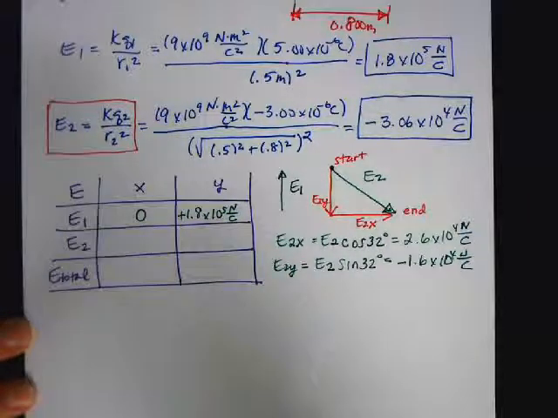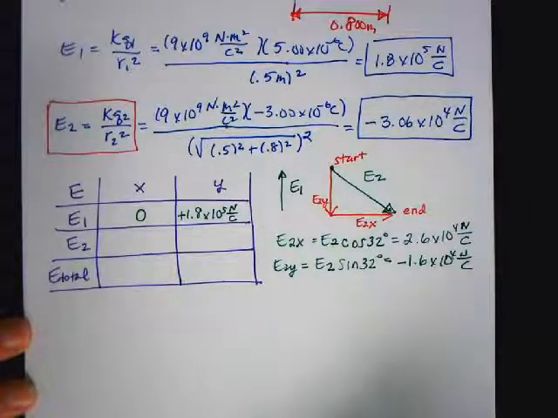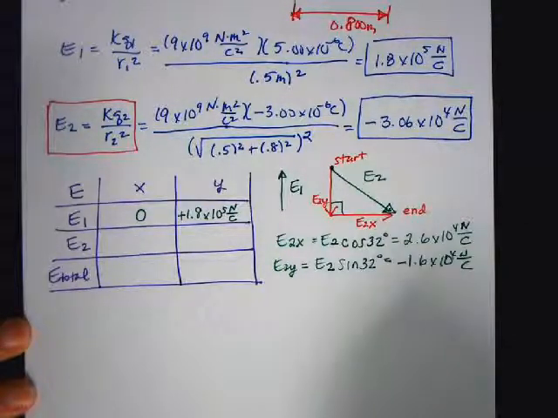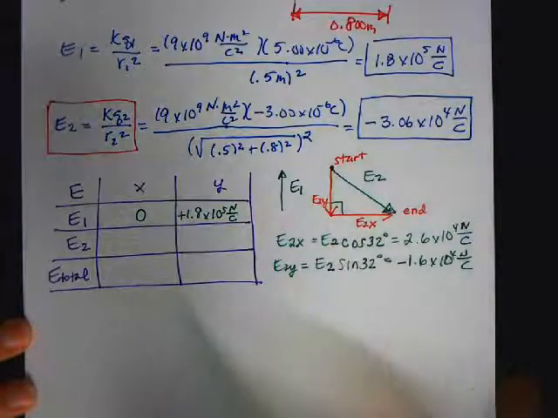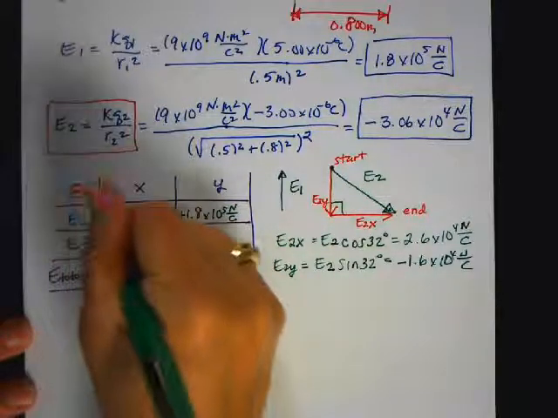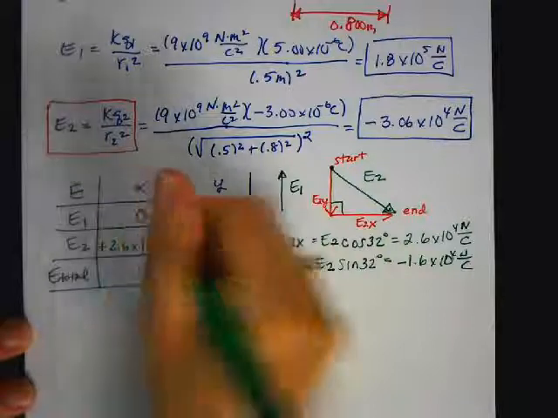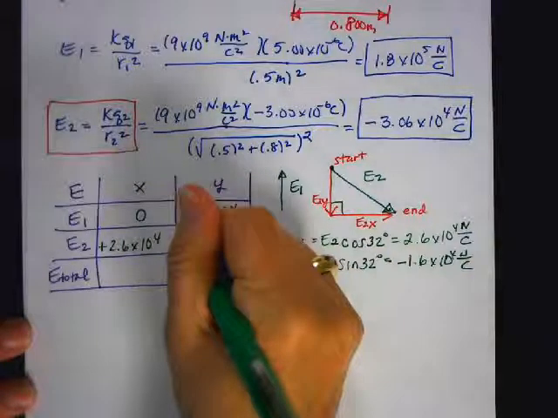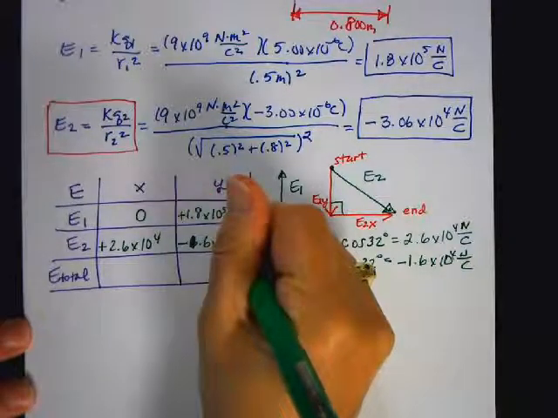So now I'm going to put that in my chart. E2x is going to be positive 2.6 times 10 to the 4, and this is going to be negative 1.6 times 10 to the 4. Whoops. It's a 1.